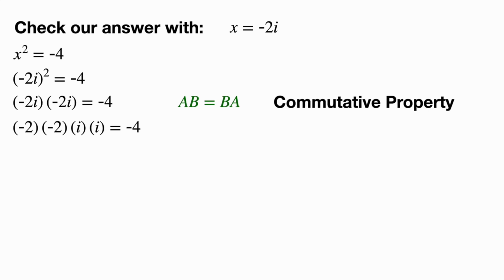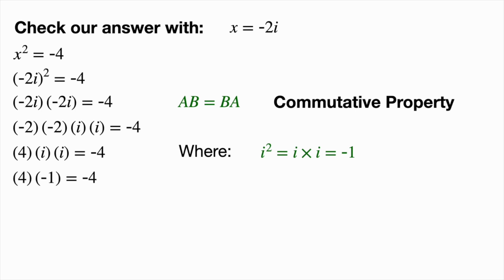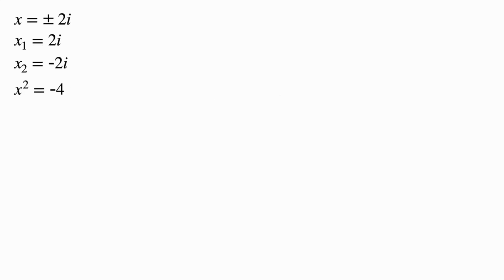Here the two negative numbers will cancel each other out, making a positive number when we do negative 2 times negative 2 equals 4. And we will have i times i equals i squared equals negative 1 when we do the imaginary number multiplication. Next, we do 4 times negative 1 equals negative 4. Finally, that proves negative 4 equals negative 4 for the second solution. So we have found the answers to the equation and proven that x sub 1 equals 2i and x sub 2 equals negative 2i are solutions to the equation x squared equals negative 4.